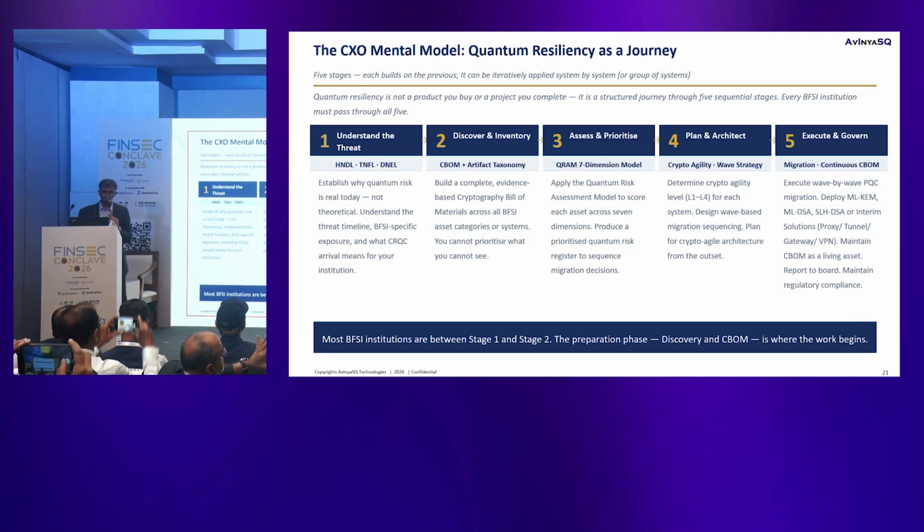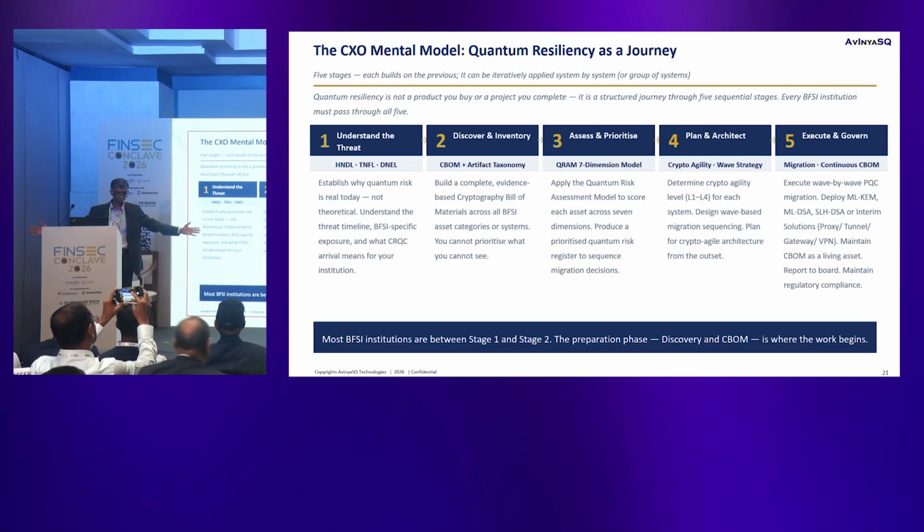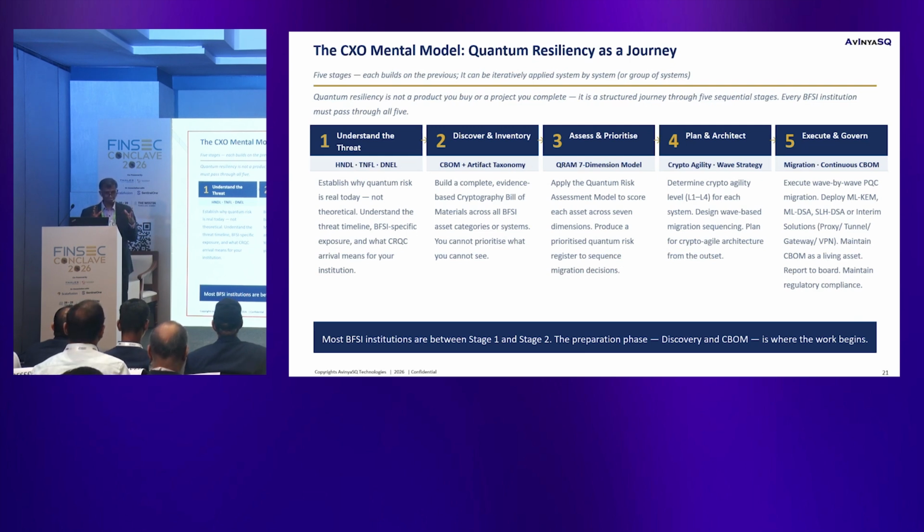Most importantly, don't go with the waterfall model. Don't say, "I'll do complete cryptography discovery." It doesn't make sense. The simple reason is, if you have 100 systems, only 20-30% of those systems are business critical, and which you have already prioritized. So focus on them. Do a cryptography discovery, go through this journey for them.